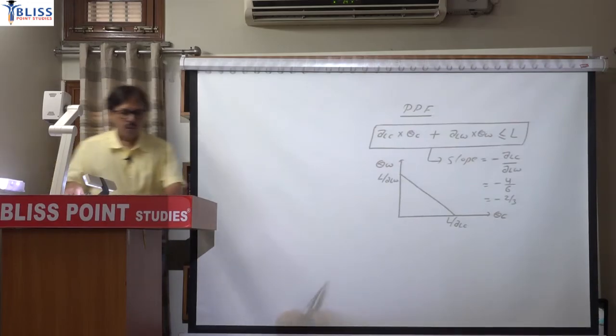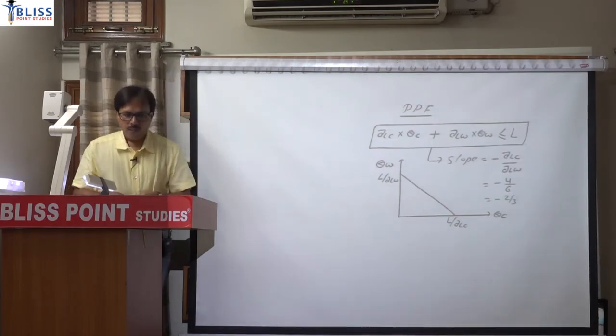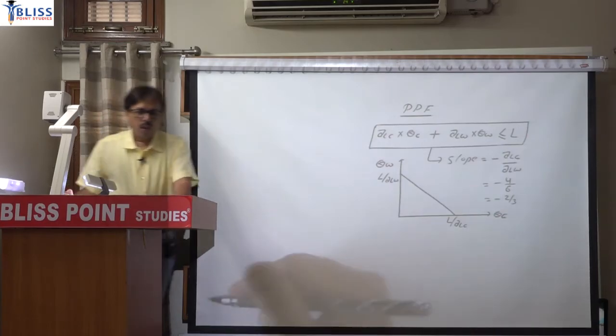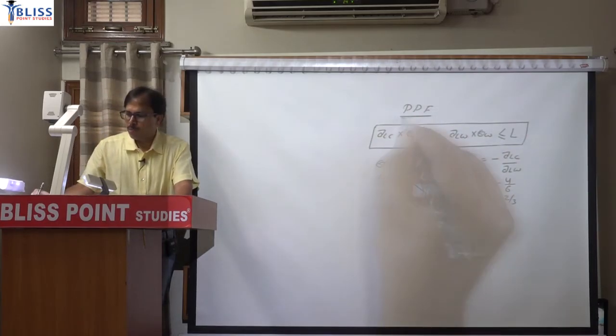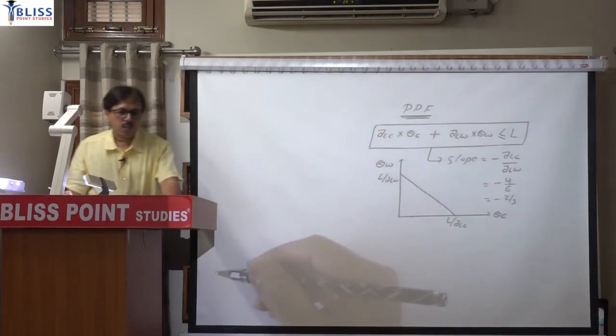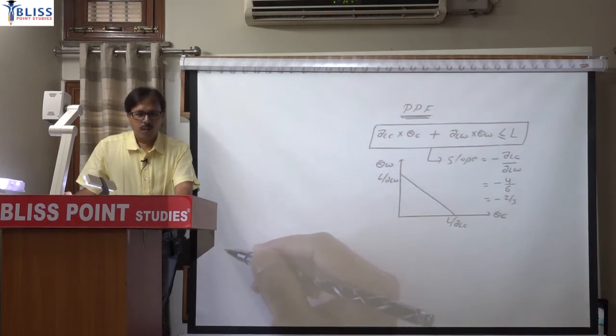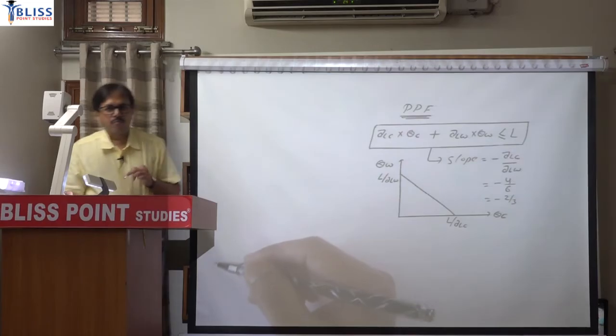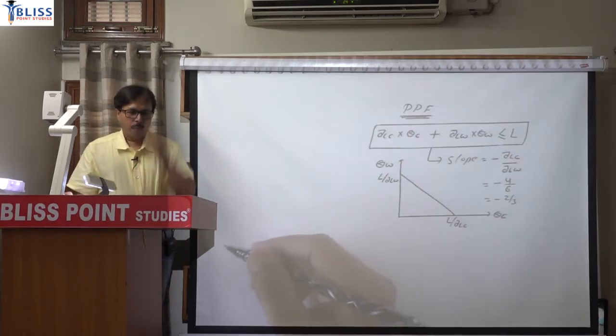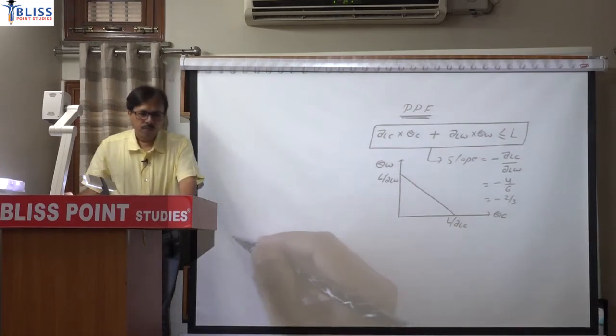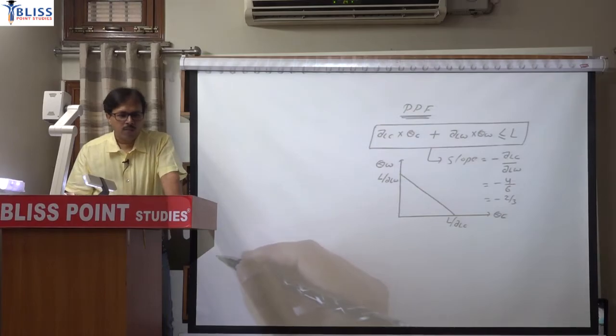Continue this. Slope of PPF measures opportunity cost. The slope of the production possibility frontier measures opportunity cost, that is, the cost of one good in terms of the other good, and it is measured by the ratio of unit labor requirement of producing the good.